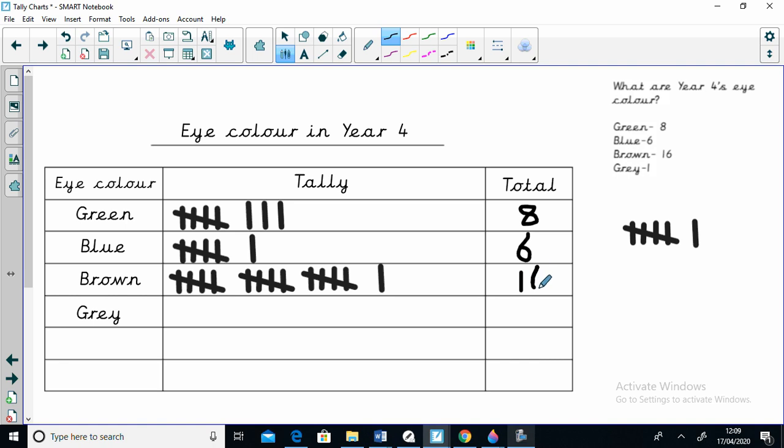Okay. And oh, just one person with a grey eye. Grey eyes. Sorry. Okay, there we go. That's my first activity completed. I've chosen a set of data that I'm interested in, and I've used that data to create my own tally chart. Once you've done that, you can move on to tally chart activity 2.